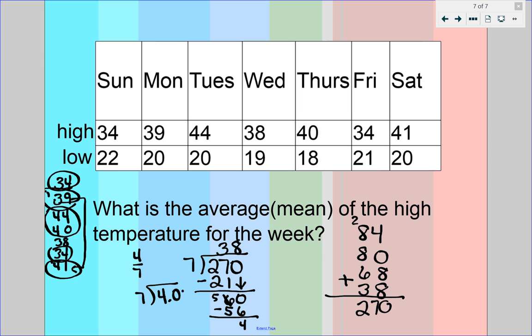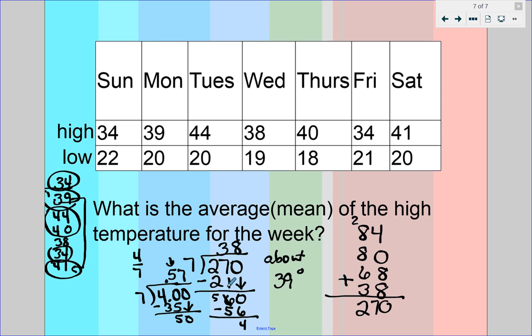We add our 0.00. How many 7s can we get out of 48? We can get 5. 35. Subtract. Bring down that 0. How many 7s can I get out of 50? We can get 7. So it's around 0.57. So what we would do is round it up. So instead of saying 38.57 degrees, we would round that up to about 39 degrees. Okay? So if it's 5 or greater in that decimal column, we'd round it up to 39 degrees. But we could find our mean that way.